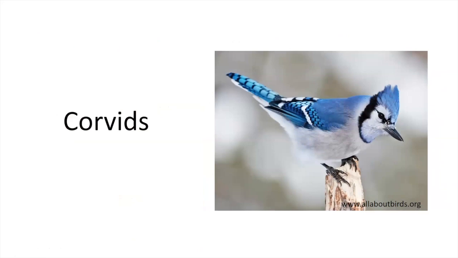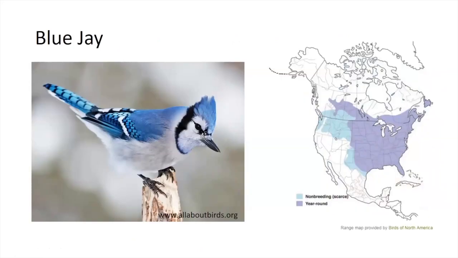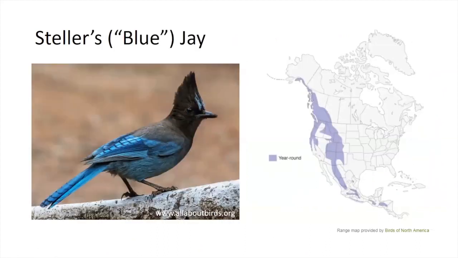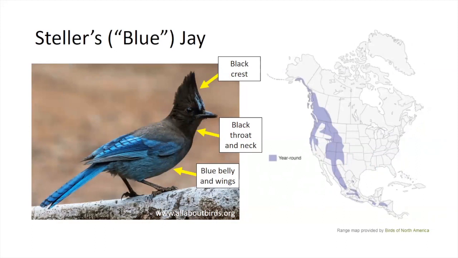So our second to last group is the corvids, which I've only chosen a few, which was hard to narrow down. The first one is the blue jay, which is in the eastern portion of the country with some incidentals in the northwest. They have a blue crest and a black necklace with a plain white belly. In contrast, the Steller's jay, which is usually referred to by people on the West Coast as the blue jay, is more black. It has black on the crest, throat, and neck, and blue belly and wings. And usually Steller's jay are in more forested areas.